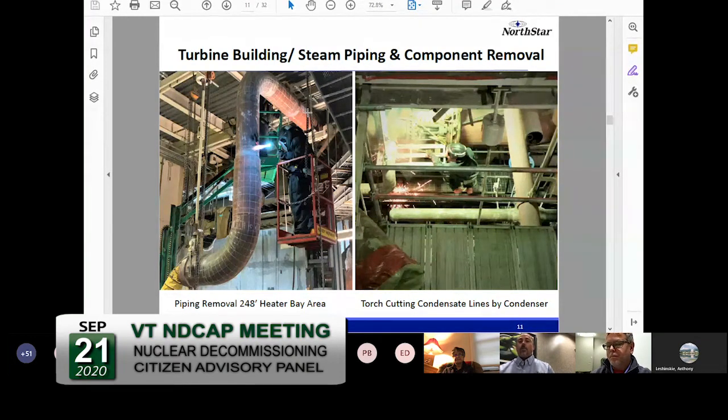Next slide, please. On the left-hand side, you can see a worker on a lift cutting through a large piece of steam pipe. And on the right-hand side, also cutting a condensate line, which is right up next to the condenser. So these pipes and the amount of materials inside the building are normally very full and busy. This is nearing the end of them emptying out these spaces.